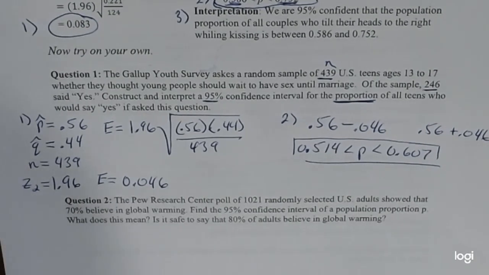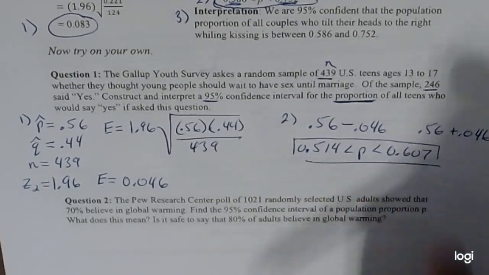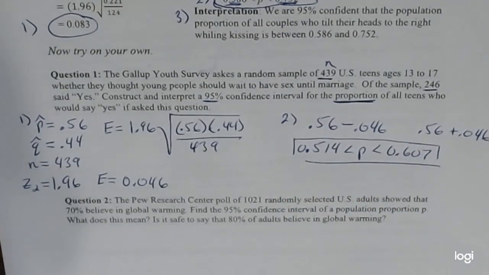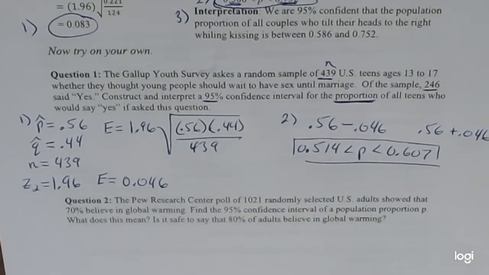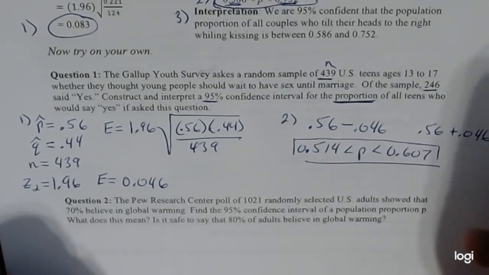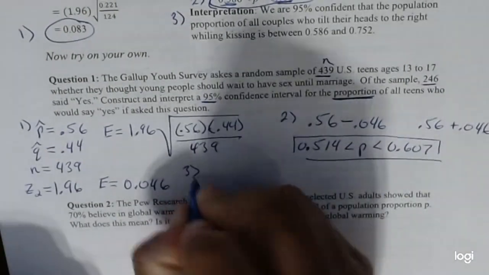So now, for everybody in the United States, the entire population of teens, about 51 to 60% believe that people should wait to have sex until marriage. Oh, sorry, we say 51 to 60% of all the teens in the United States believe that waiting to have sex until marriage is what they believe in. So we can broaden that up now to not just a simple sample, but everybody as well. And that's actually how we interpret it. The last step is interpretation.